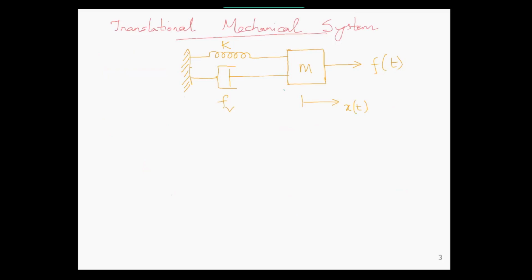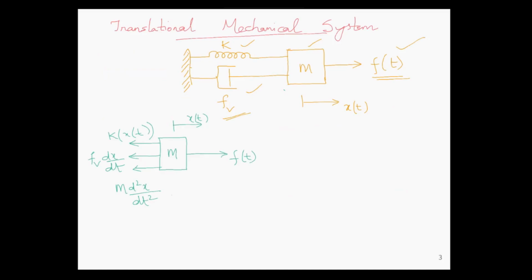On the leftmost, we have some fixed position and a spring is attached to that fixed point, and we have a mass and a force is applied on the mass. We also have a damper attached between the fixed point and the mass. As a result of the force applied, the mass is moved to some extent x of t, and that motion of the mass is opposed by this fixed spring and damper.